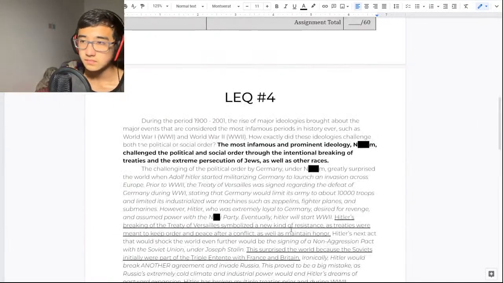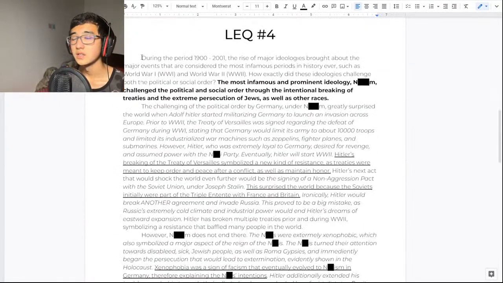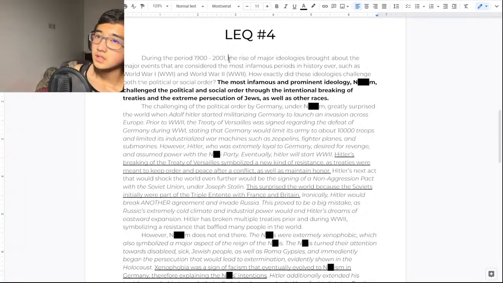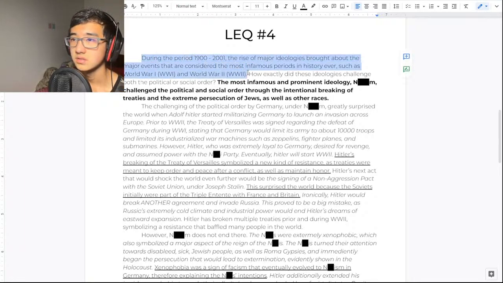Alright, so here we have the LEQ. So here is my context. During the period 1900 to 2001. Okay, so first things first, you have 6 points. 1 for contextualization, 1 for the thesis, 2 for your evidence, 2 for analysis, and 1 for your complexity, the hardest point to get. During the period 1900 to 2001, so that is my context.